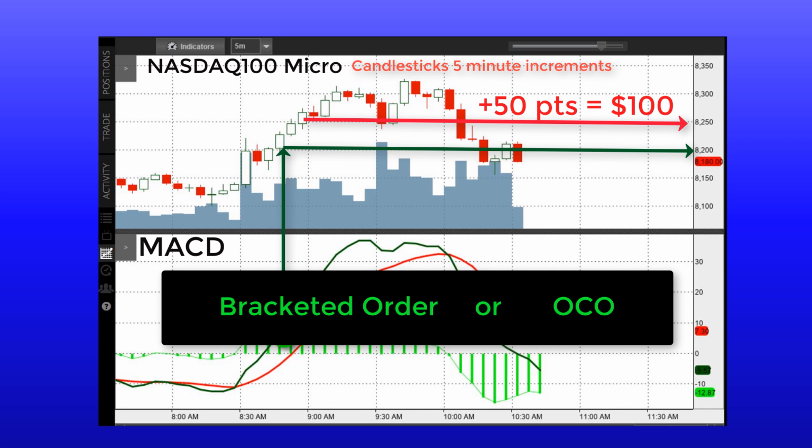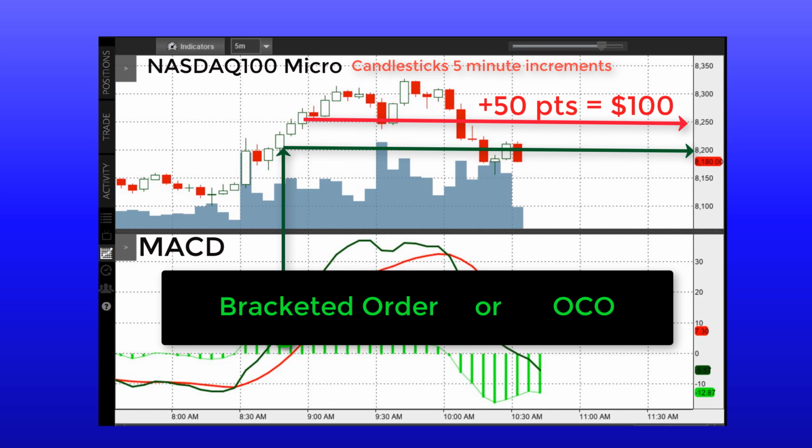Now I'm going to show you another type of order called a bracketed order, or an OCO, for one cancels the other. It's where you put in 2 orders at the same time, and if either one is executed, the other order is canceled. Now what happens with this?